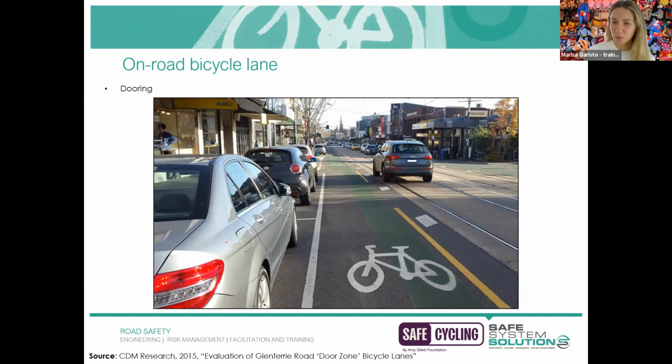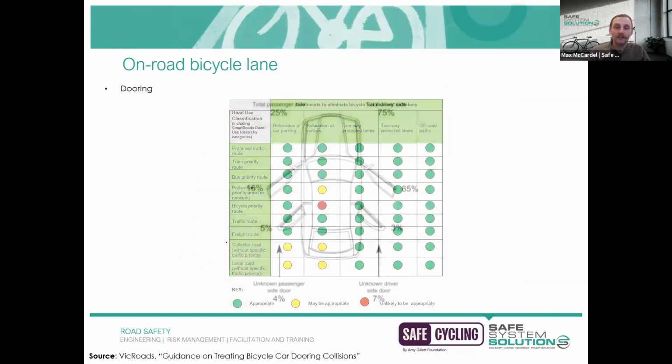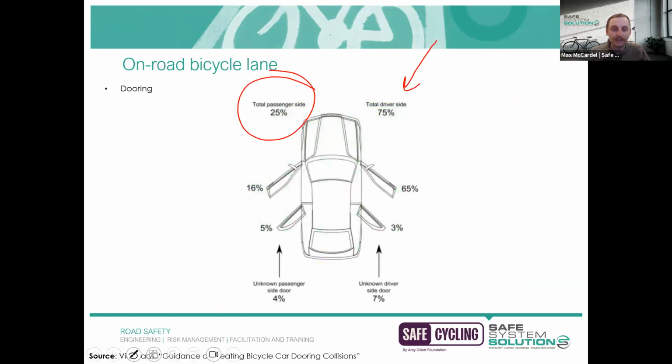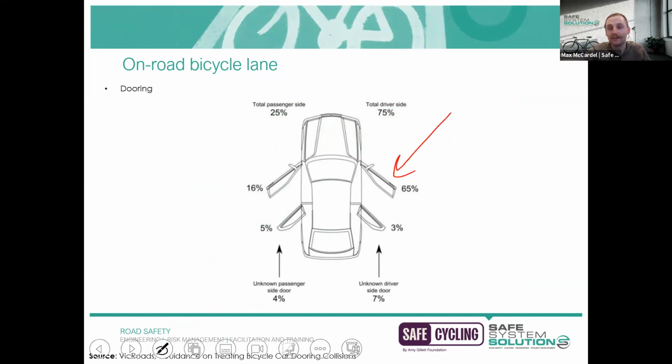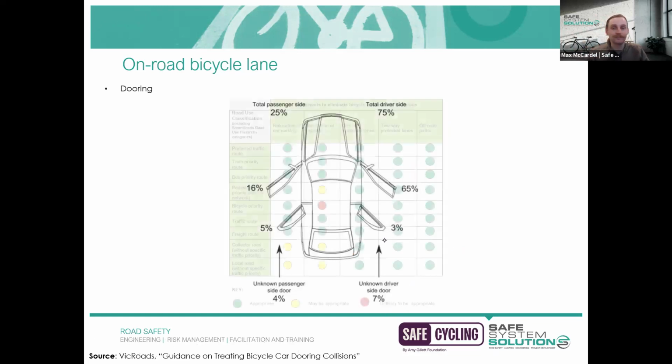Just a question. What is an unknown driver's side door? 7%. Oh, so I think that's going back here. Basically, this study was conducted using police reports, and some of the police reports said it was the driver door or it was the rear driver side door. Some police reports just said it was on the right-hand side of the vehicle, which is why it's unknown, but we know it's on that side. So that's just where that terminology came from.